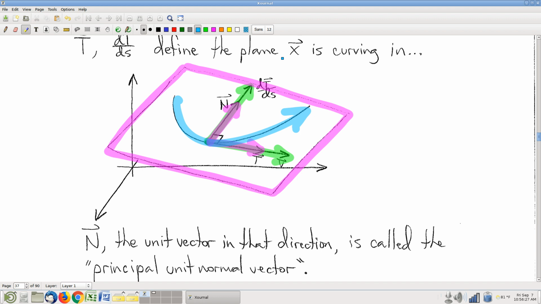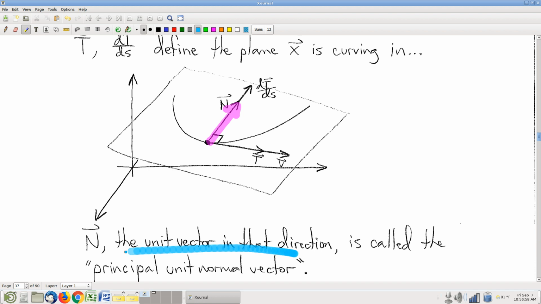If you think about it, if you're moving in a curve in space, you could be curving in an upward direction, or in a horizontal direction, or in some angled direction, right? There's going to be some plane that defines, at that particular moment, the direction that you're going and the direction you're curving into. It's called the plane of motion. And this vector is called the principal unit normal vector. Just terminology.